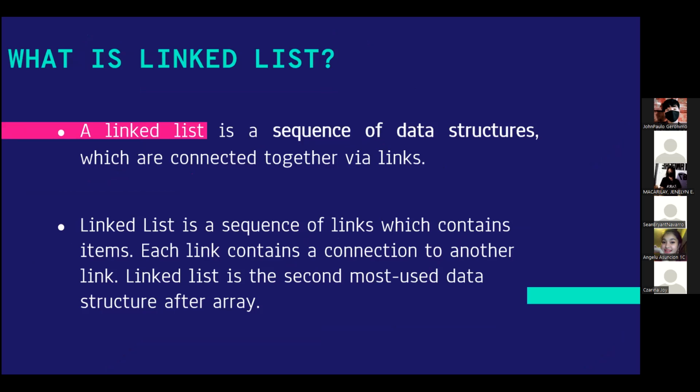What is a linked list? A linked list is a sequence of data structures which are connected together via links. A linked list is a sequence of links which contains items. Each link contains a connection to another link. A linked list is the second most used data structure after the array.